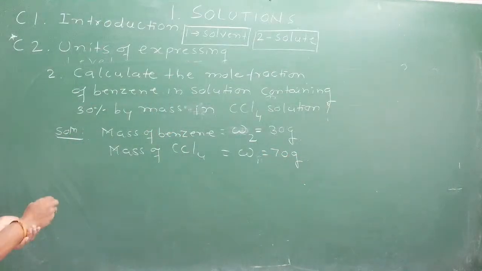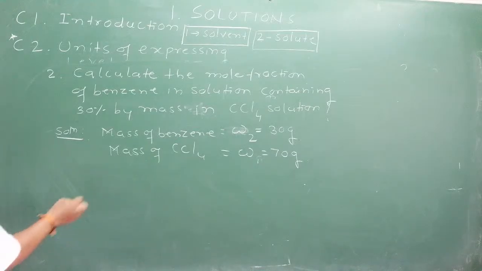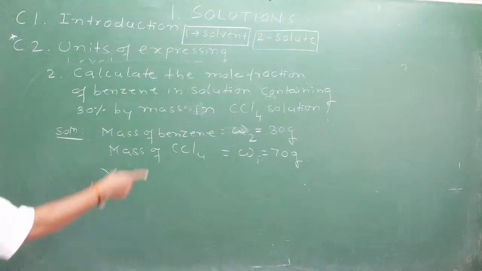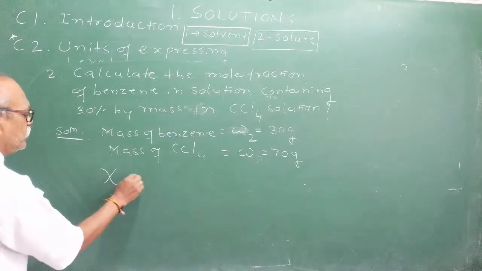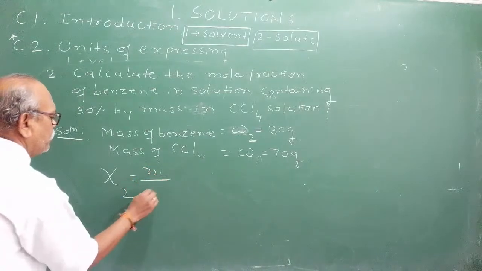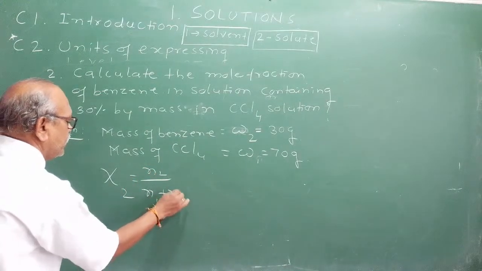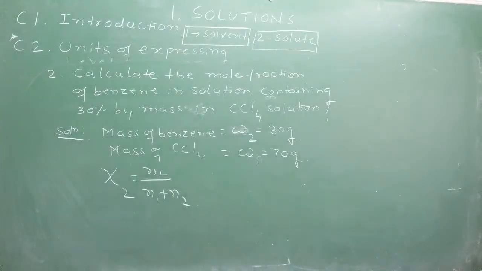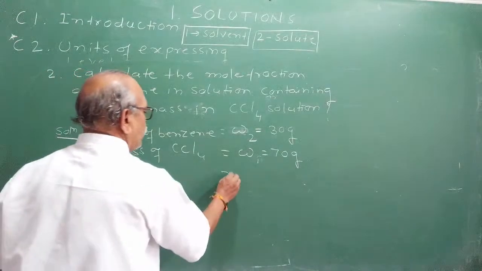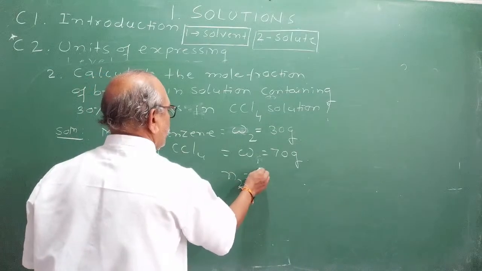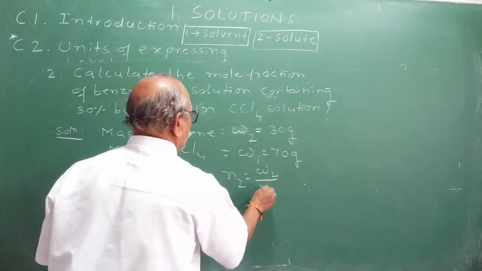Now what you have to calculate to get the mole fraction? You need the mole fraction of solute, which is N2 divided by N1 plus N2. Therefore, you have to get the number of moles of the solute. How can you get N2? N2 is given by W2 upon M2.